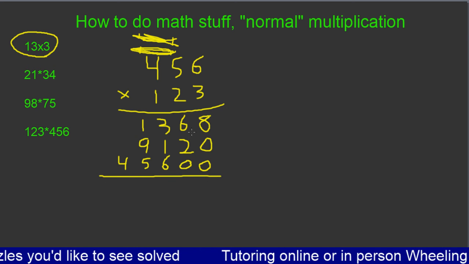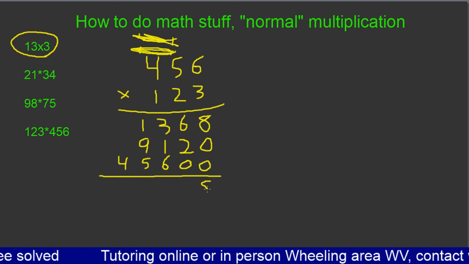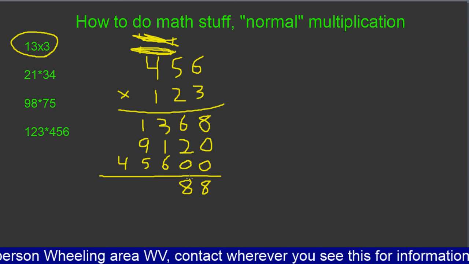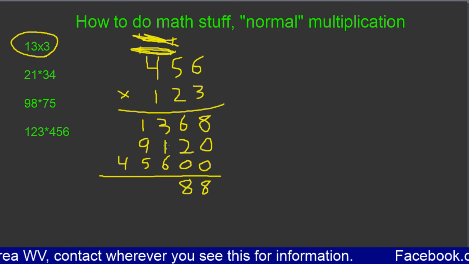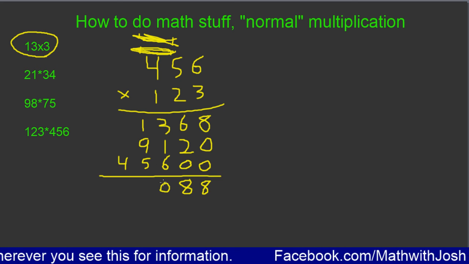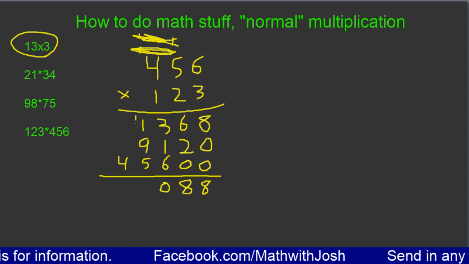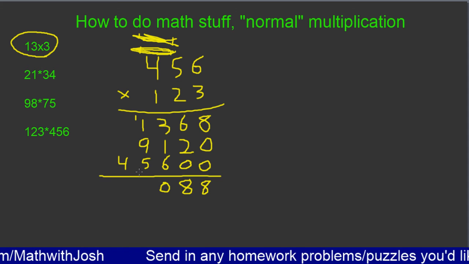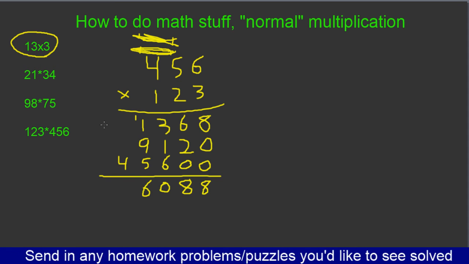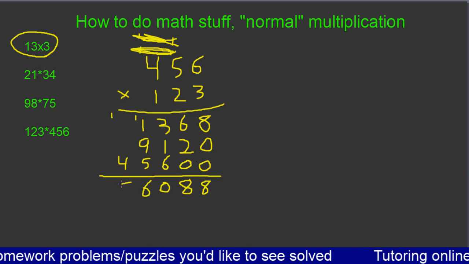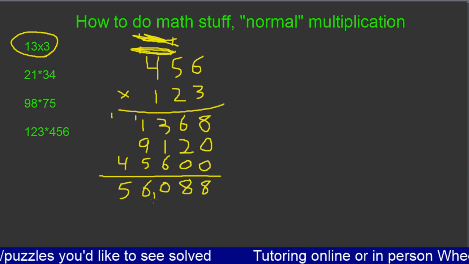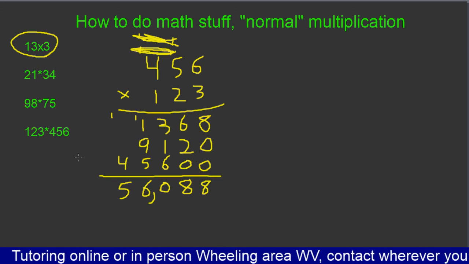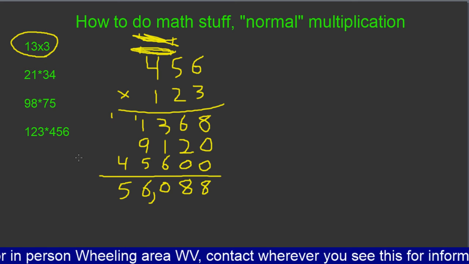Now we add these all up. So 8 plus 0 is 8. 6 plus 2 plus 0 is also 8. That's kind of neat. 3 plus 1 is 4. 4 plus 6 is 10. We'll carry the 1 here. 1 plus 1 is 2. 2 plus 9 is 11. 11 plus 5 is 16. Carry the 1. And then 1 plus 4 is 5. And our answer is 56,088.